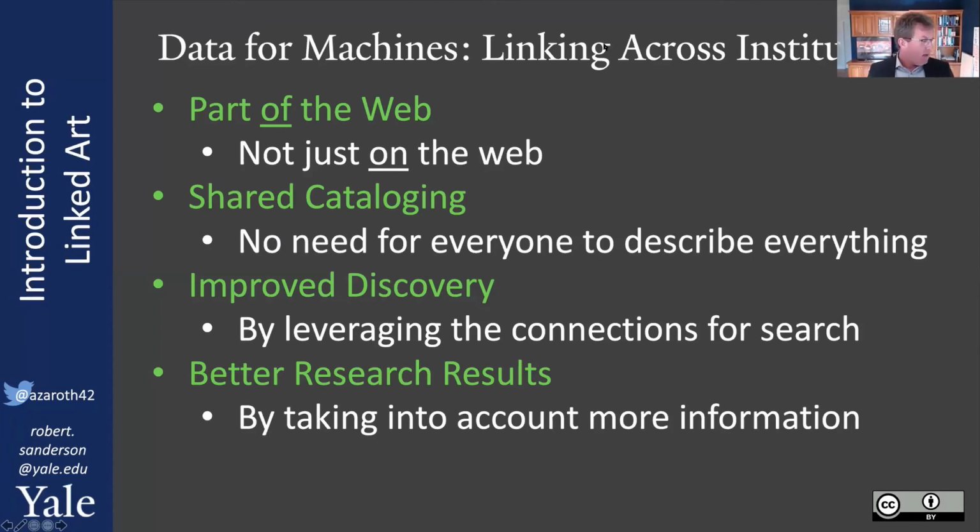So now we get into data for machines and linking across institutions. Here it's not good enough just to be on the web, to put a blob of JSON at a particular URL and then walk away. We want to be part of the web where we contribute data as a community that references other data on the web within the community. This lets us do shared cataloging because there's no need for everyone to describe everything.